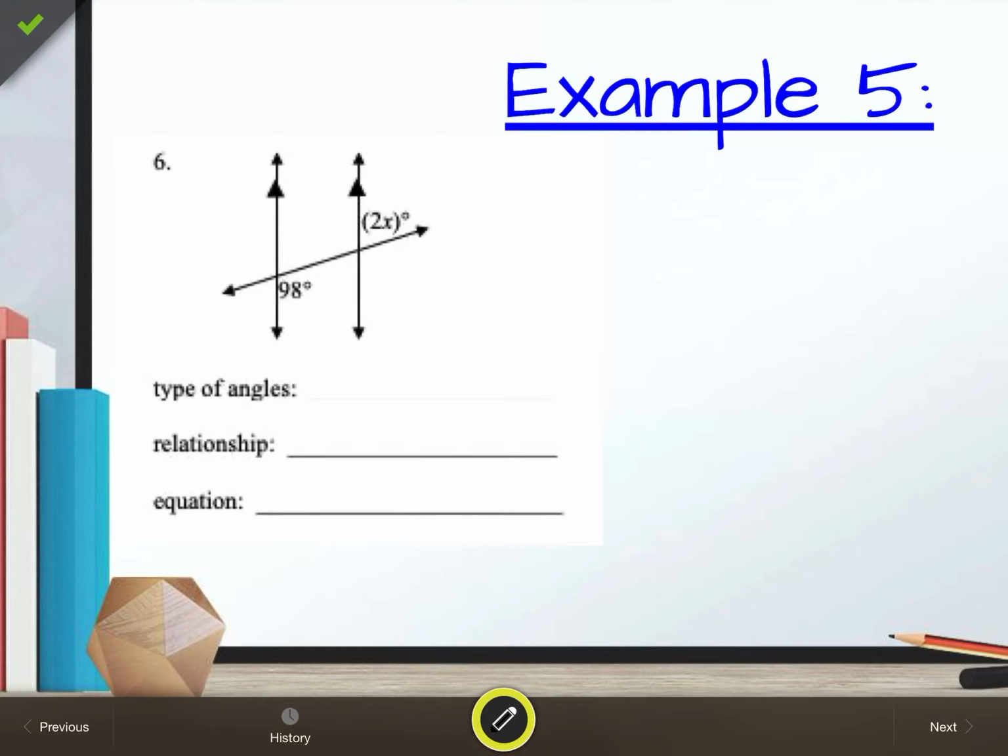Or some people just redraw them. I mean, if you don't want to turn your screen. So what do I mean? Well, be careful if you're going to redraw that you put the right stuff in the right place. So the 2x is up here, and then the 98 is inside. So we know they're parallel because they put the arrows or the triangles on there.